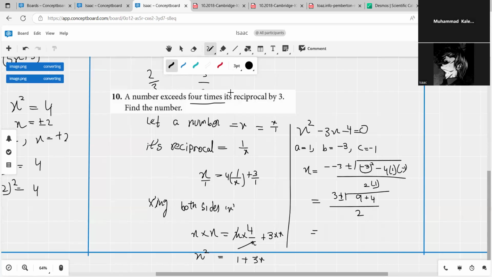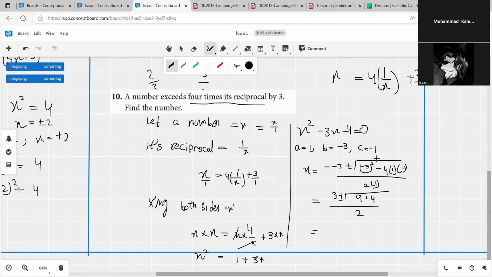If we take 4 times the reciprocal, even in that case, that number will be 3 more than 4 times the reciprocal. We have a number and its reciprocal is 1 over x. If we take 4 times the reciprocal, this number is still 3 more. 3 more means if we take away 3 from it, then both will be equal, or if we add 3 to it, then both will be equal. Does this make sense? Yeah.